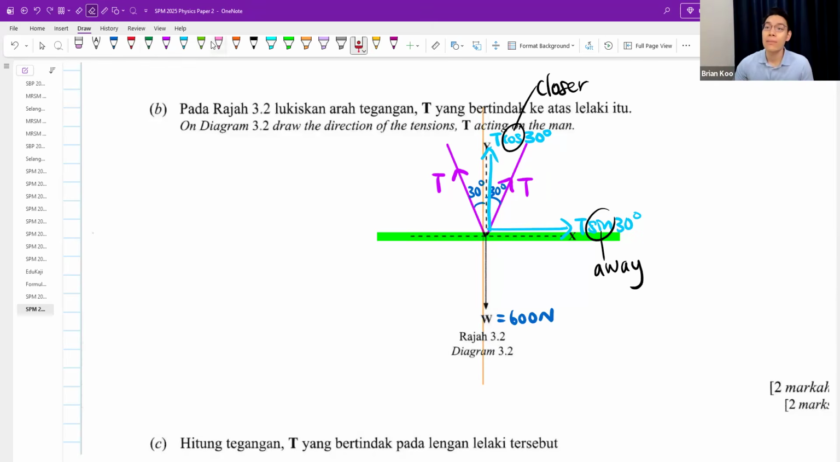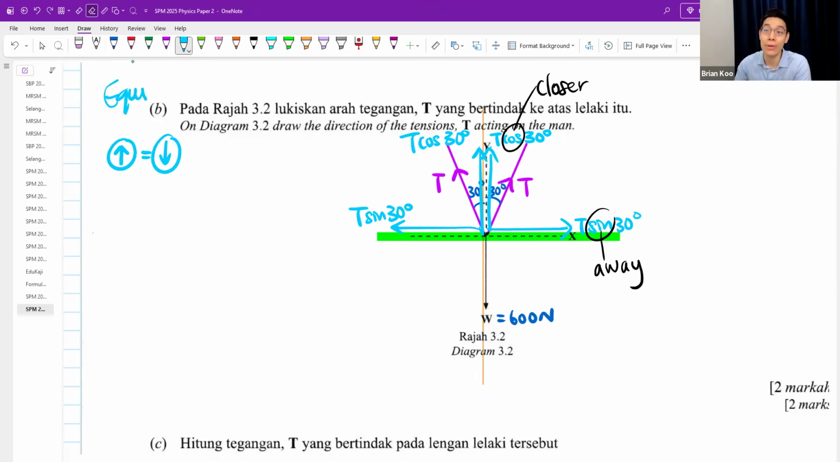This works for the other side. This again is T cos 30. This is T sine 30. In an equilibrium case, when we do a T-shaped method, we would always say that all the forces pointing up must be equal to all the forces pointing down, so that it is in equilibrium.